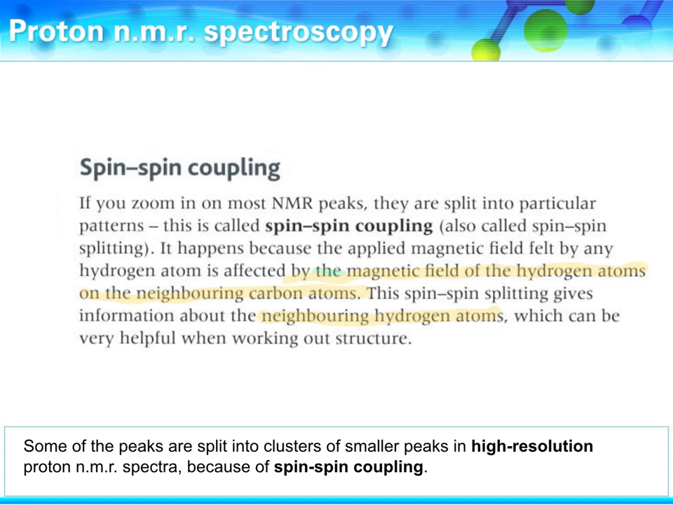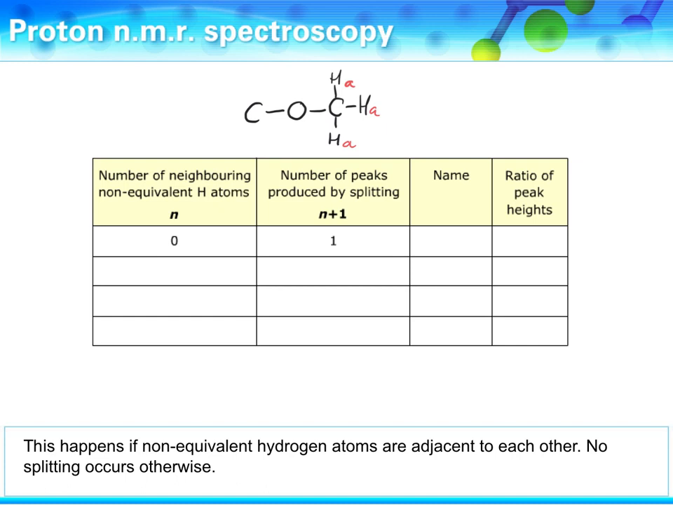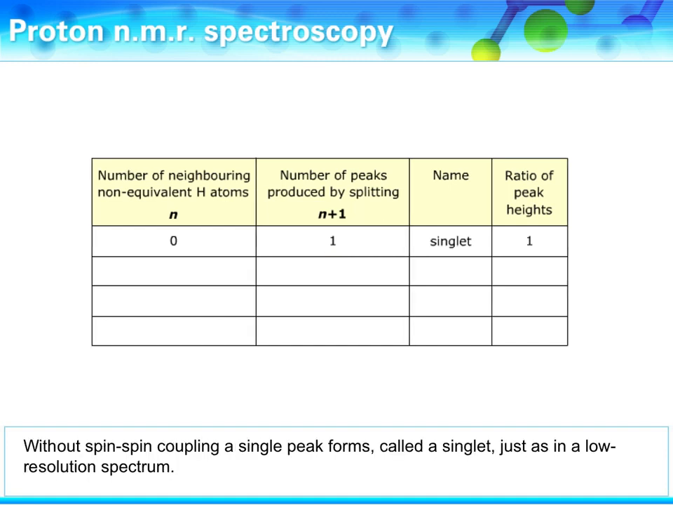We're now going to look at how the number of non-equivalent hydrogen atoms, which we call N, creates the peaks. If we take this example here, we can see this carbon has got an oxygen next to it, so it's got no neighbouring peaks. So the number of nearest protons is 0, and therefore we can say that 0 plus 1 gives us a peak of 1. And we call that peak a singlet. And there is only one peak, so there is only one ratio, which is a peak of 1.